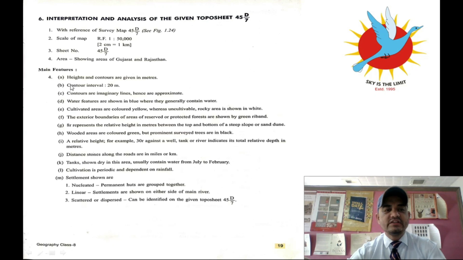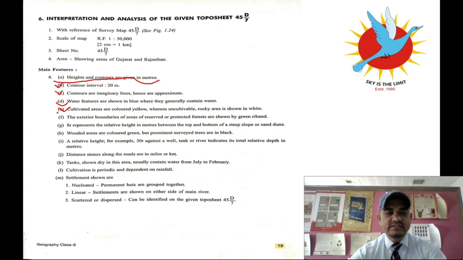Now what are the main features? First feature, height and contour are given in meters. Every elevated area has its measurement given in meters. Then the contour interval will be 20 meters and it is fixed. Contours are imaginary lines, hence approximate. Now water features are shown by the blue color. Cultivated areas are shown by the yellow color. Uncultivated areas are shown by the white color.